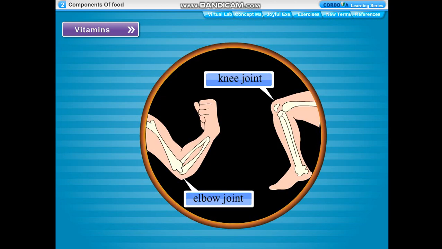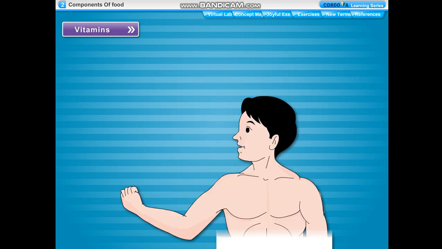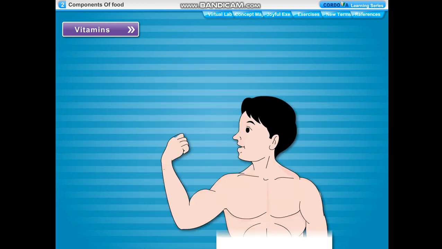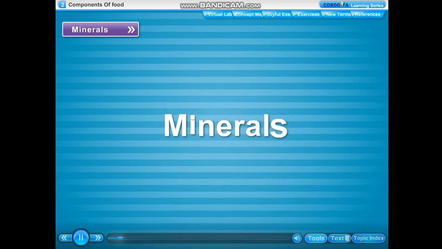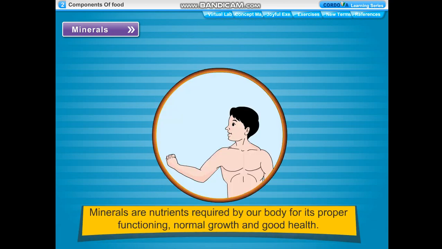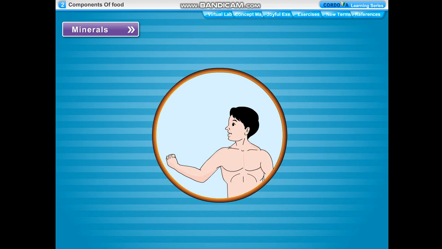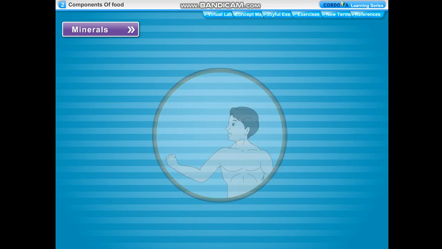bones, and overall good health. Vitamins are of different kinds and are known by different names. Each vitamin occurs in a particular kind of food and has a specific function to perform. Minerals. Minerals are nutrients required by our body for its proper functioning, normal growth, and good health. Minerals do not supply any energy to our body.